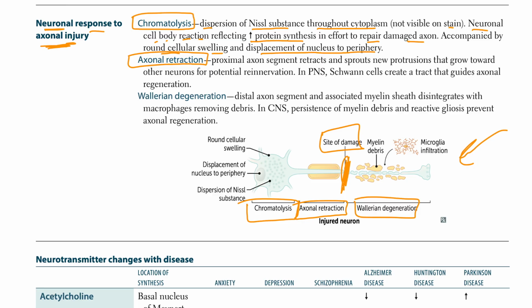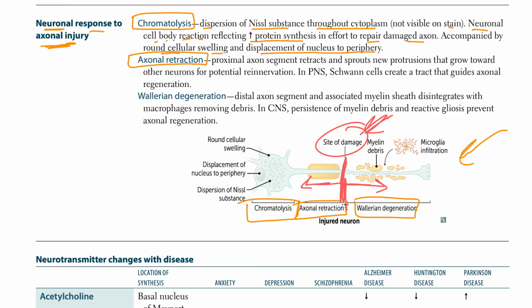Let me give you a little hint of what we are reading. This is the site of damage. At the site of damage, there are two sorts of reactions that are going to happen. One is proximal to the damage, and one is distal to the damage.